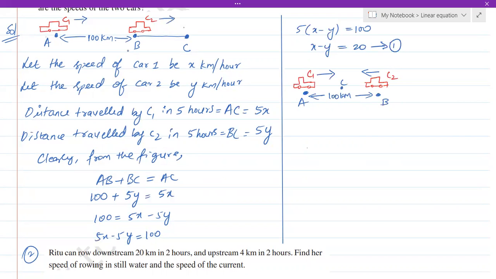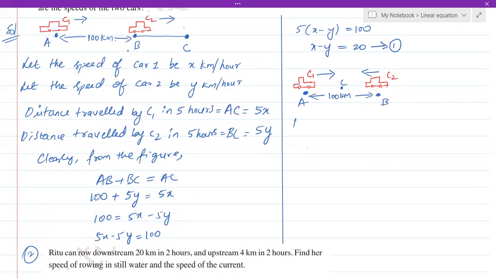Okay, now what is the distance traveled by car 1? It is starting at A and going to C. So AC is the distance traveled by car 1. Similarly, BC is the distance traveled by car 2. In how many hours? 1 hour. The time taken is 1 hour.